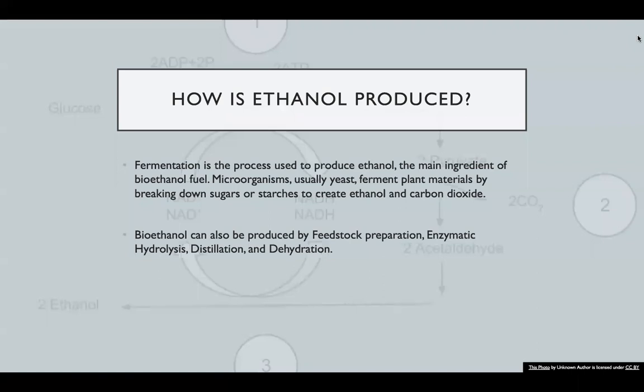Ethanol, the primary component of bioethanol fuel, is produced through a process called fermentation. During fermentation, microorganisms, typically yeast, break down sugars or starches in plant materials to produce ethanol and carbon dioxide. So basically, the simple sugars obtained from the feedstock are then mixed with yeast or other microorganisms and are allowed to ferment. It can also be produced through feedstock preparation, enzymatic hydrolysis, distillation, and dehydration.